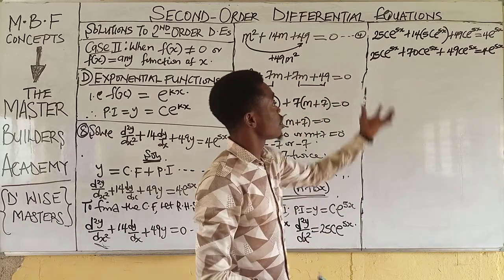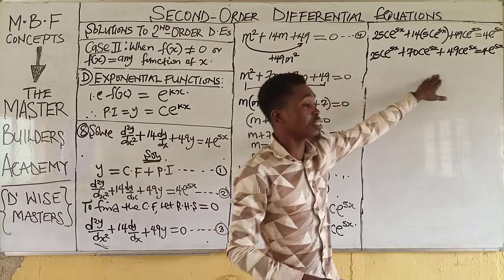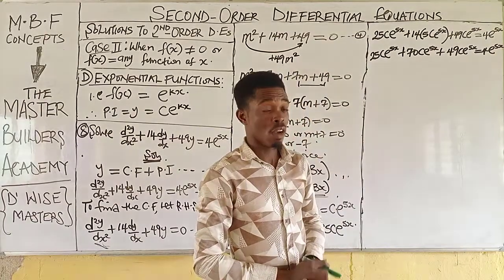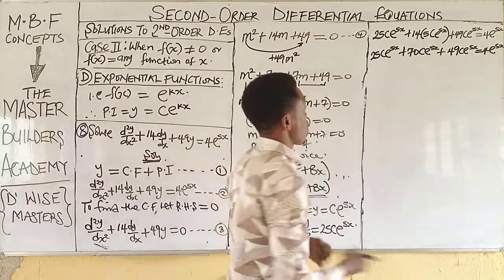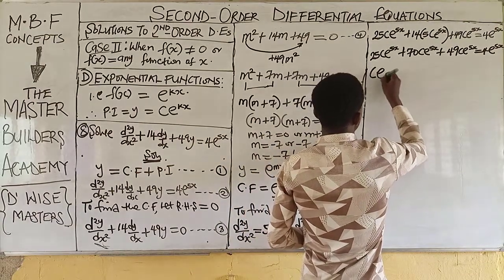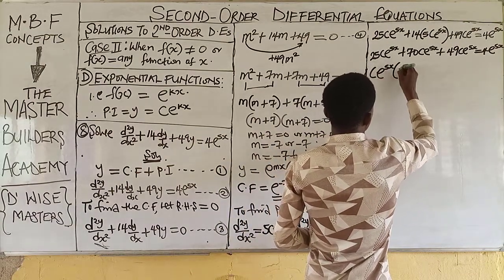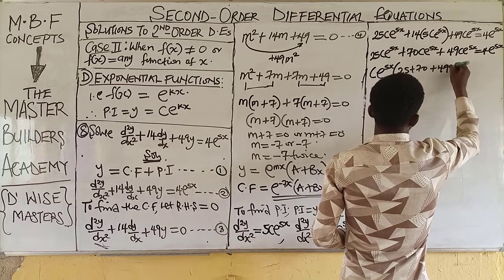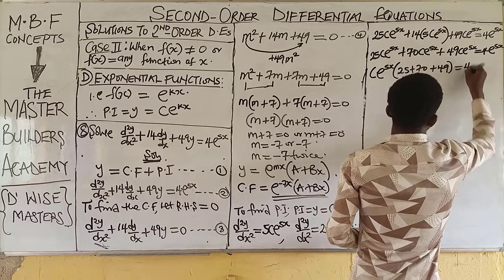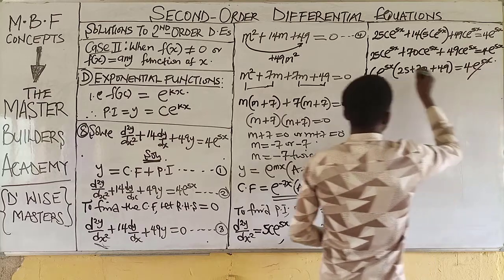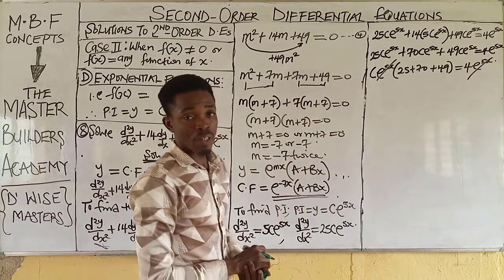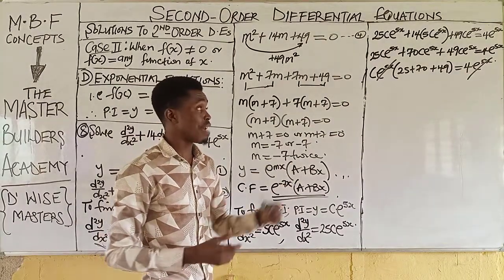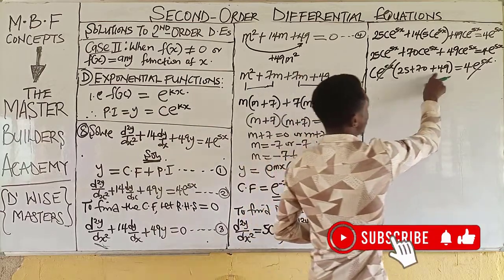Now, at this point, we find out that c exponent 5x is common across each term that we have at the left-hand side of this equation. All we need to do is to factorize. Now we bring out c exponent 5x, which leaves 25 plus 70 plus 49, all equal to 4 exponent 5x. Now for 4 exponent 5x, we cancel out exponential 5x, or simply divide all through by exponential 5x. We have that eliminated.